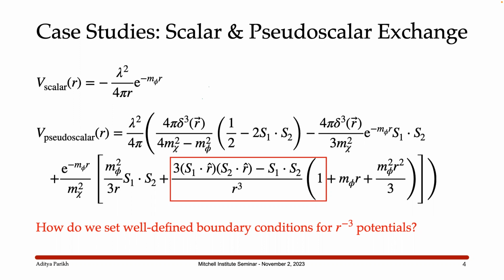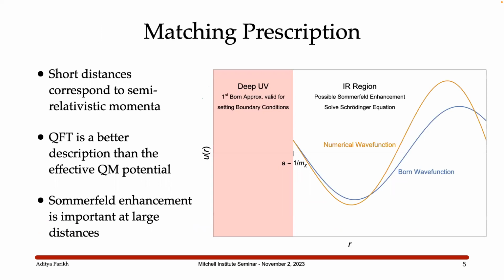So the question then becomes, how do you set well-defined boundary conditions for potentials of this form? This is one of the main results of the first paper in that series of papers that I listed before, which was this matching prescription that we came up with. The main idea is that when you're getting close to the origin, you're really probing momenta that are semi-relativistic or fully relativistic, at which point the non-relativistic matching that you did between QFT and quantum mechanics to get your potential, you should expect to break down, right? So there's no reason why you should trust that on those short distance scales.